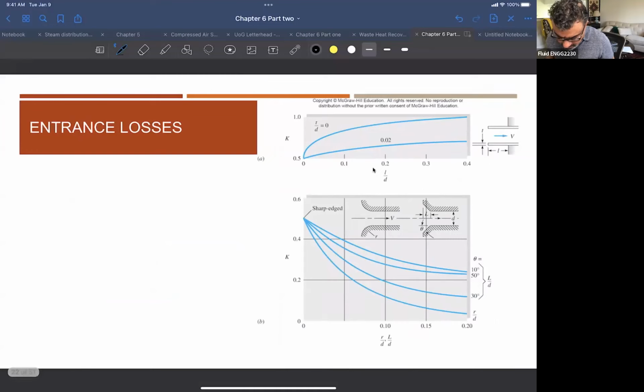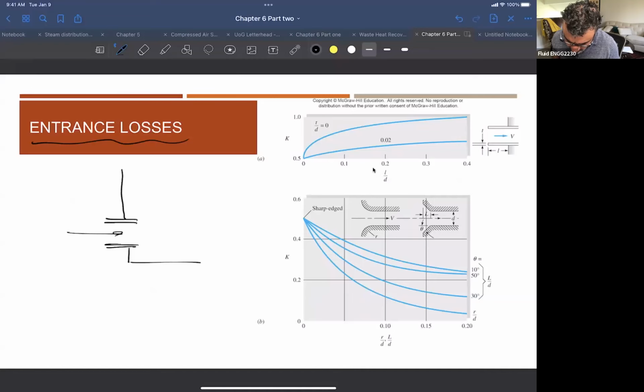So same thing here, entrance losses. What do you mean by entrance losses? For example, a tank like that, and the flow is coming inside this tank. We call this an entrance loss. Some of these, a tank and then a pipe, right? If you have a sharp entrance like this in the pipe, or if you have a pipe that is curved like that, or flattened kind of like this here, right?